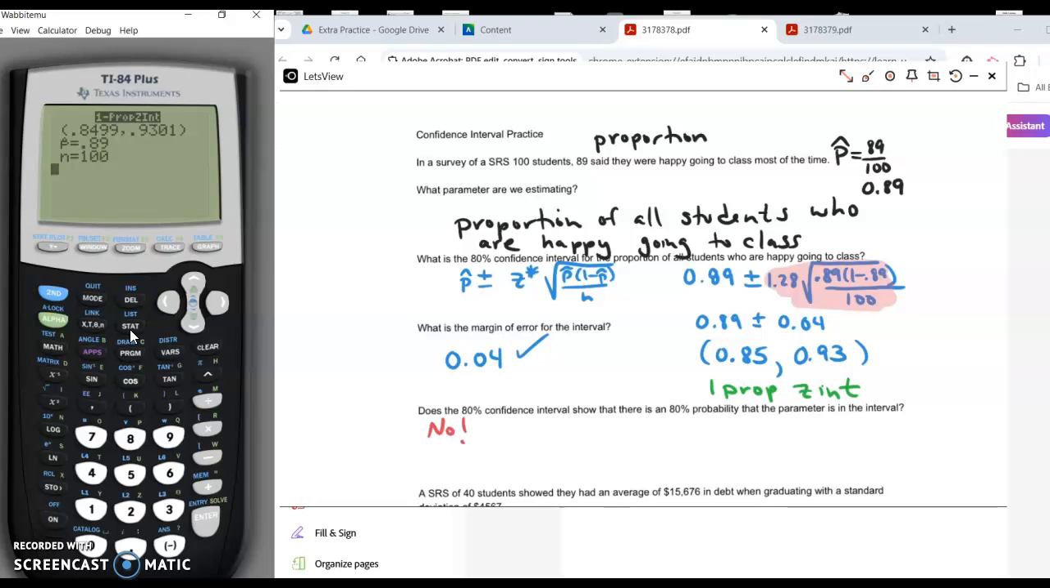Generally, the way we write our statement, we say something like we are 80% confident that the population proportion, p, is in the interval. And you can talk about how it being students wanting to go to class and all that stuff. But in general, that's what we're going to say. We're 80% confident. There's not anything about probability in that statement. So that is a confidence interval for proportion. The biggest thing, honestly, is knowing that this is a proportion and knowing that you have to start there.